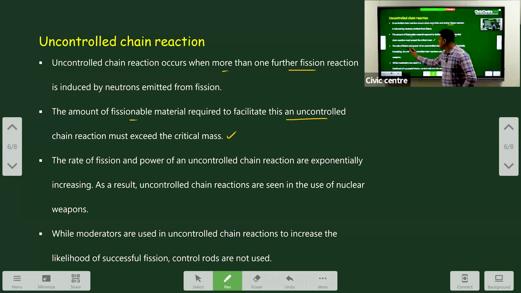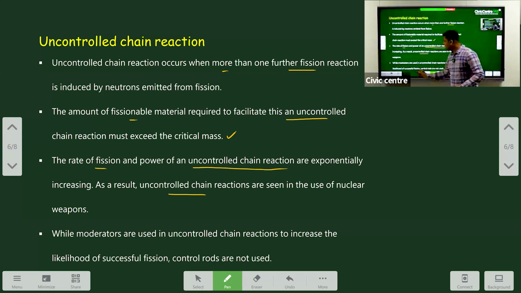Now the rate of fission and the power of the uncontrolled chain reaction keep on exponentially increasing. That's why the rate of reaction also keeps on increasing. As a result, the uncontrolled chain reactions are seen in the use of nuclear weapons, whereas the controlled chain reactions we use in nuclear facilities to generate power. This kind of uncontrolled chain reaction is used in nuclear bombs.